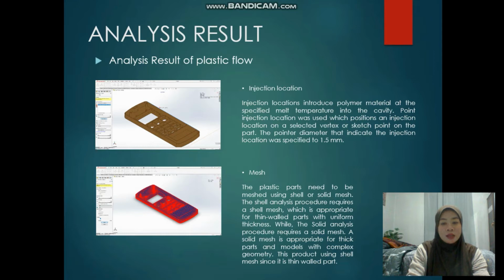Next is mesh. The plastic parts need to be meshed using shell or solid mesh. The shell analysis procedure requires a shell mesh, which is appropriate for thin wall parts with uniform thickness, while the solid analysis procedure requires a solid mesh. A solid mesh is appropriate for thick parts and models with complex geometry. For this product, we use the shell mesh since it is a thin wall part.